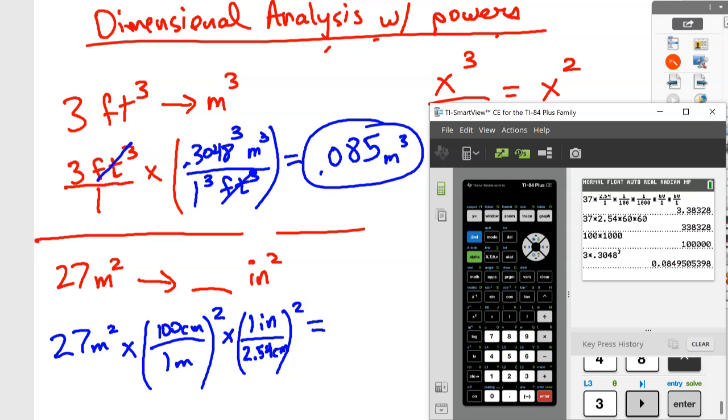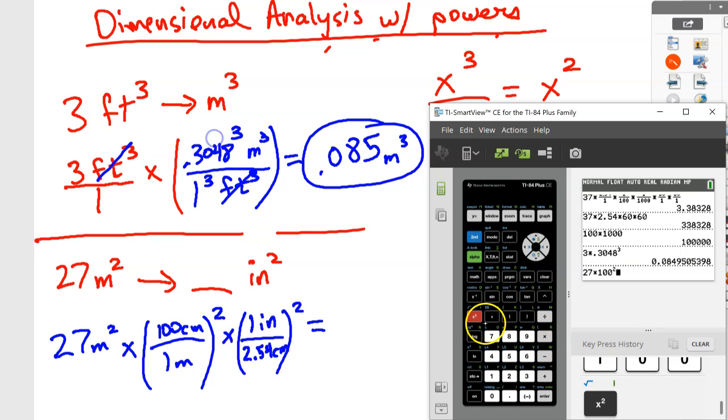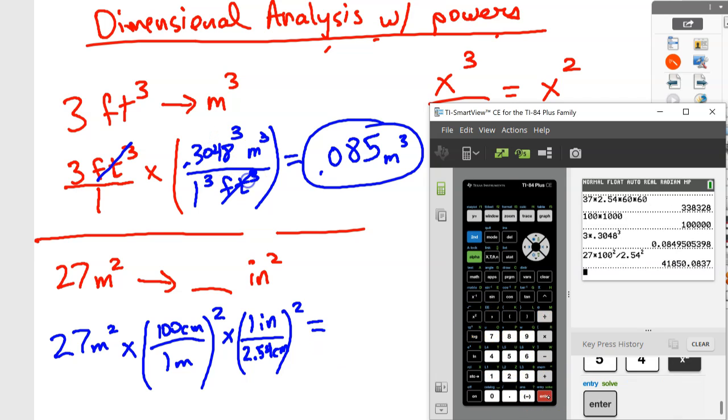Now I would go type this in the calculator. 27 times 100 squared times, or divided by, because the 2.54 is on the bottom, 2.54 squared. What do I get? 41,850.